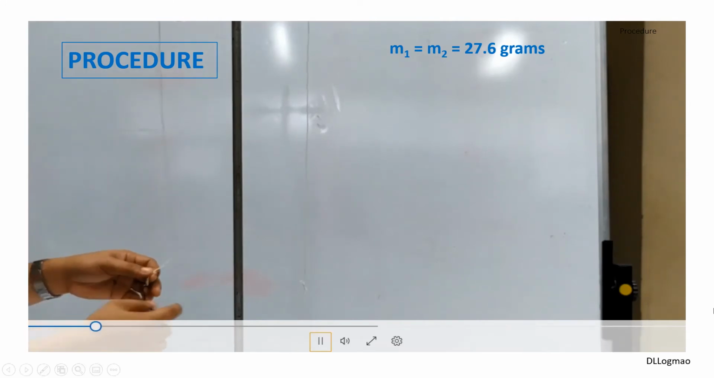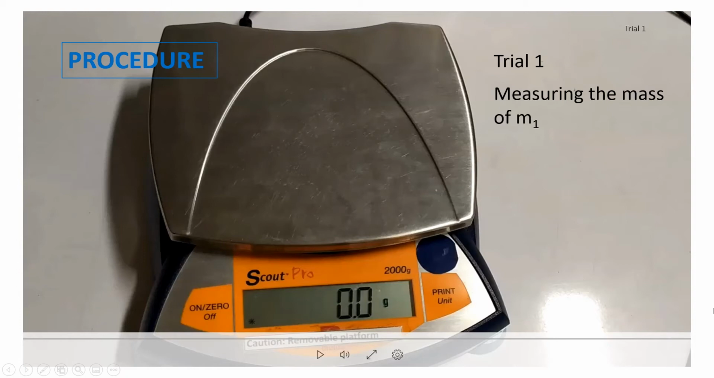Now let's start. For the first trial, the masses will be determined, particularly m sub 1. Read and record the mass of m sub 1, while m sub 2 remains the same.